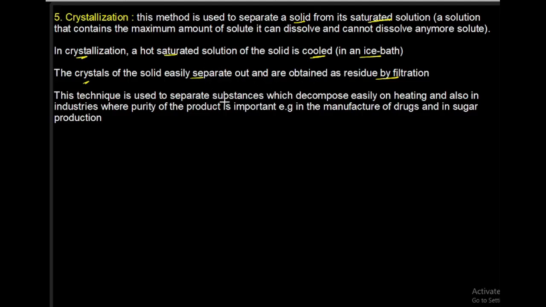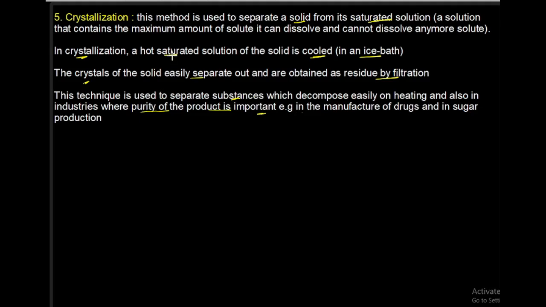Now, this technique is used to separate substances which decompose easily on heating, and also in industries where purity of the product is important. Emphasis on this: crystallization is employed in industries where purity of the product is what? Important. Examples are the manufacture of drugs and sugar production.